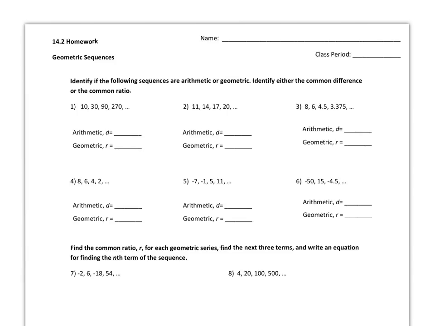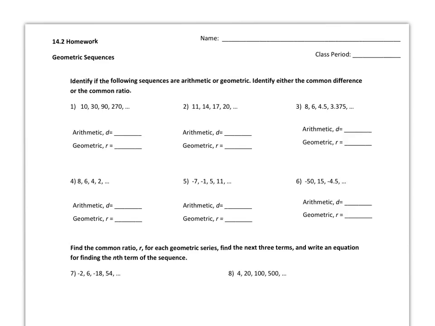Okay, let's talk about our instructions. So 1 through 6, 1, 2, 3, 4, 5, 6, this top part. You need to decide if these sequences are arithmetic or if they are geometric. You've got to figure that out. So are you adding something every time or are you multiplying by something every time? You've got to figure that out.